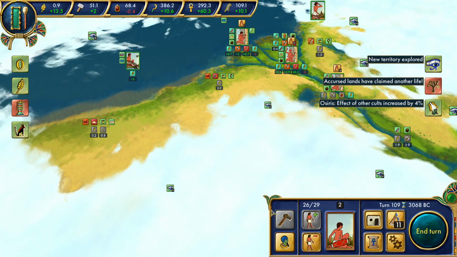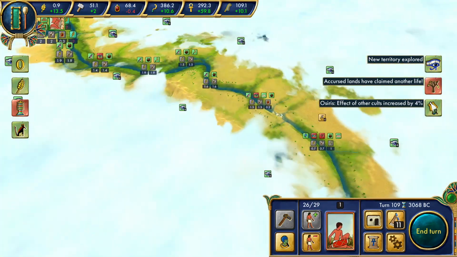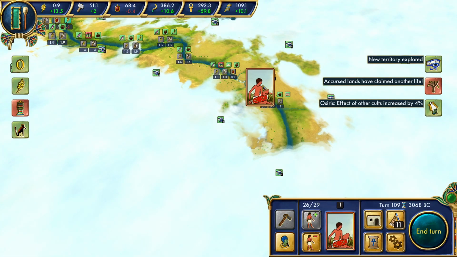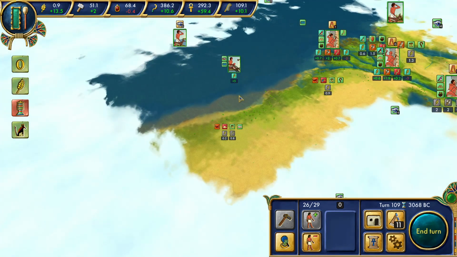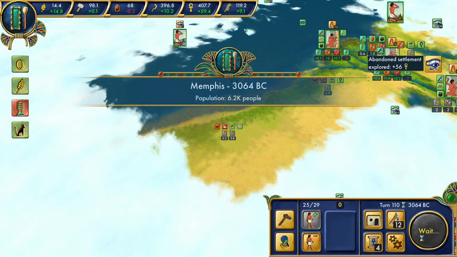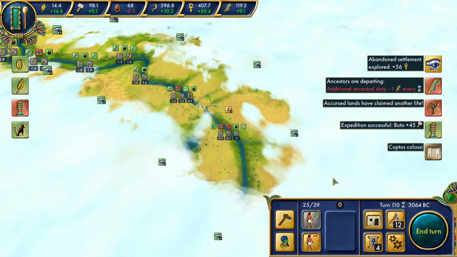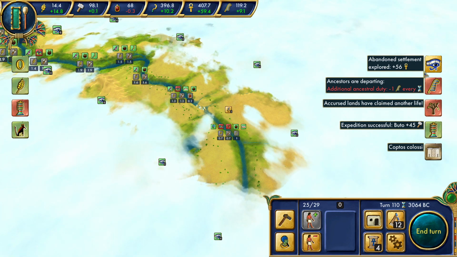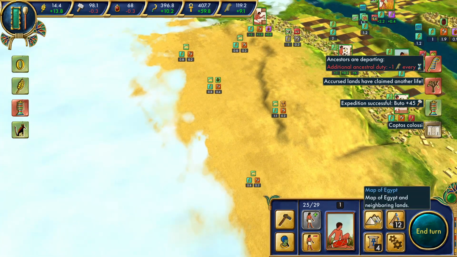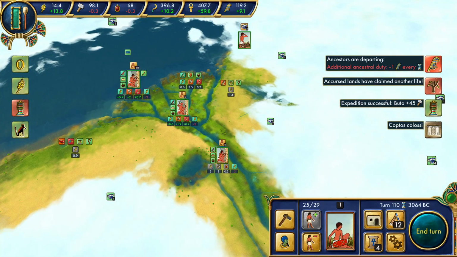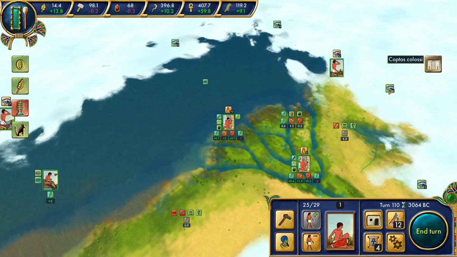Okay, so we scouted out here. I think I want to move up there, even though it's a lengthy scout. And then we're also going to try to finish this up if we can. '56 culture. Again? Oh, the luck there is just terrible. Okay. Well, we're probably just gonna have to yank you out then. Another ancestral duty. Successful expedition to Buto, and they're going back for more.